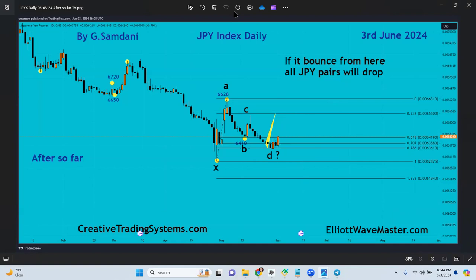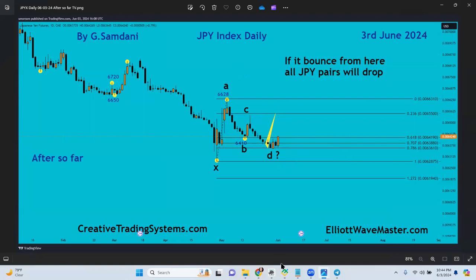What is the economic condition in Japan and all of that? Who knows, right? What we can see is the chart. So I was expecting and suspecting that something will happen and we're probably going to get a bounce. Because I was aware of this bounce, if it bounced from here, all yen pairs will drop.